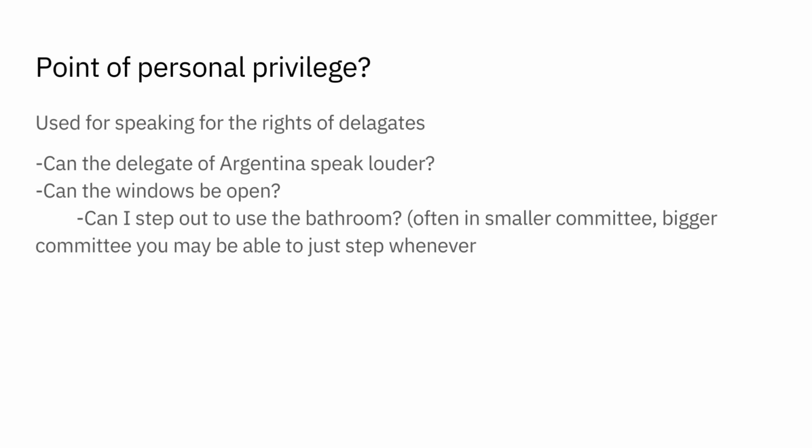May I step out to use the bathroom? This is often used in smaller committees. In bigger committees, you might be able to get let out, especially if you have over 200 delegates in the room. You're probably able to just step out of the room, and you already have someone else in your team who's representing your country still, so you do not have to be present, as they can cover for you.